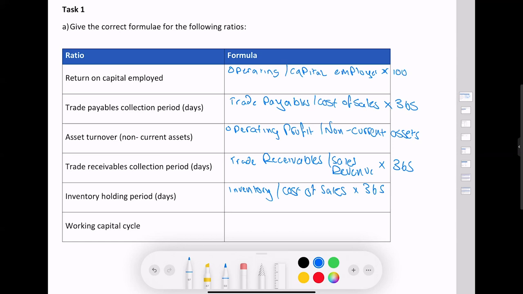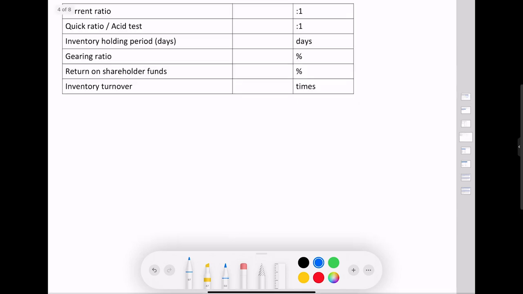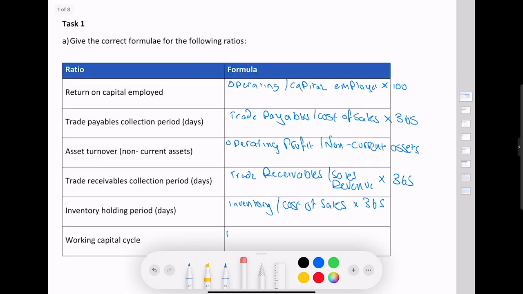So the last one on our list is the working capital cycle. So this would be our inventory days plus the receivable days minus payable days. So let's just get that in. Inventory, plus receivable days, minus payable days.